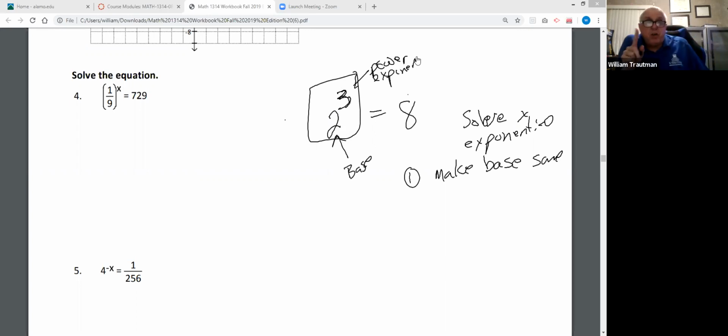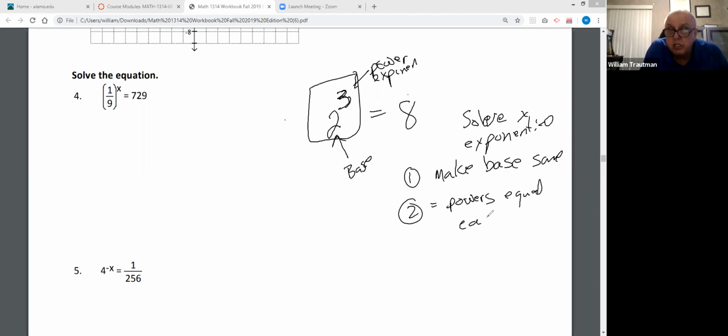So our first step is make the bases the same, okay? We're going to write this down. We're solving exponential problems. Our first step is to make the bases the same. If the bases are the same, then the powers equal each other. This is very basic. 2 to the third equals 8.